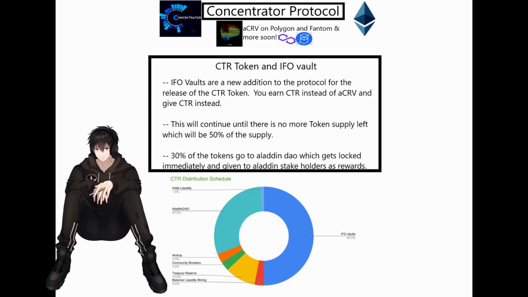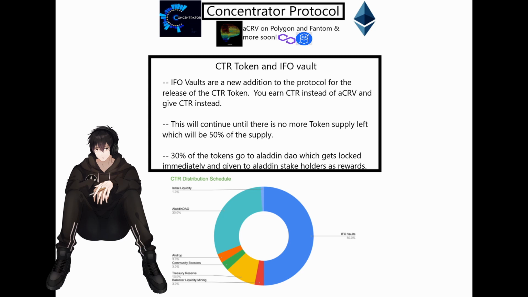50% of the token supply will go to IFO vault participants, 30% will go to AladdinDAO, which is immediately locked and will give the yield back to their token holders. The rest is going to be displayed here. So 3% is going to be an airdrop to participants. I don't think they have disclosed that yet, but if they have, then it's my bad. I would try to add something in the description.